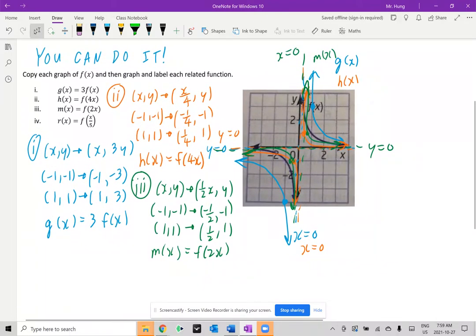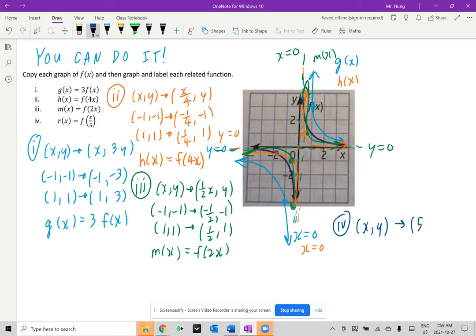So in part 4, which I'll write in this corner here, f of x divided by 5. So you're looking at the new function, r of x, which is basically f of x divided by 5. In words, this is a horizontal stretch by a factor of 5. So 5 times x, y remains the same. I grab the original points, (-1, -1), (1, 1), and 5 times -1 is -5. 5 times 1 is going to be 5, and y remains the same. So this time, I go left by 5, down by 1, I go right by 5, up by 1.